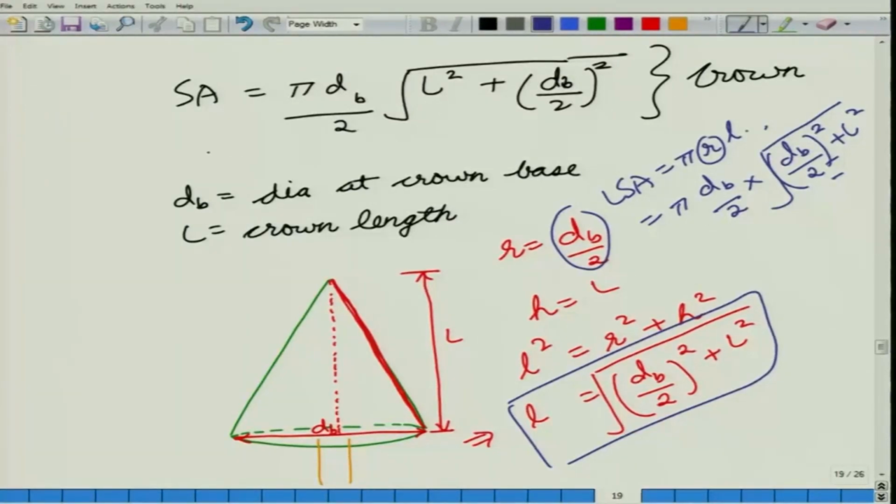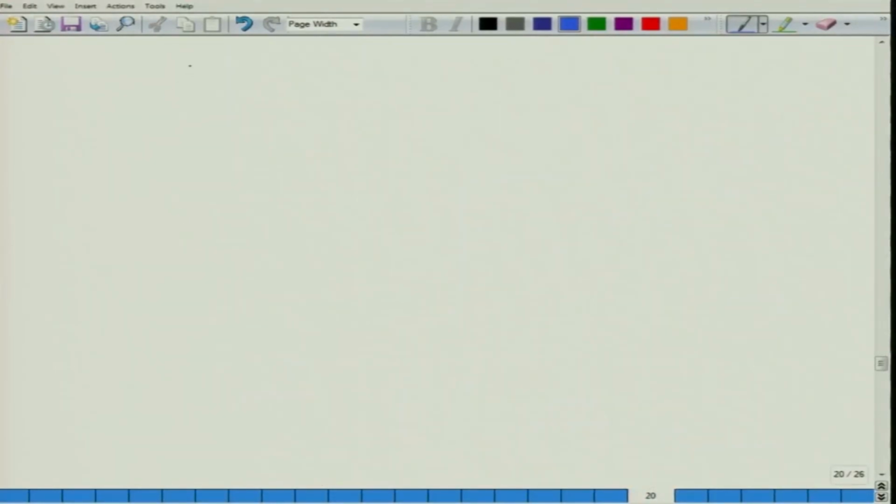So essentially this equation is the same as the equation of a cone. So pi dB by 2 times the square root of L square plus (dB by 2) whole square. So this is how we calculate the surface area of the crown when we consider it to be of a conical section. Now let us look at the other formula.